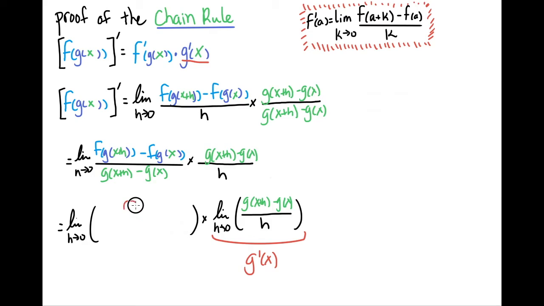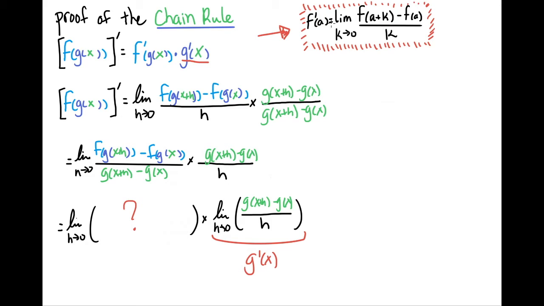So the question is, what about this stuff over here? How are we going to show that the limit as h goes to 0 of all this stuff is equal to f prime of g of x? And what I want you to do is put your attention up here to this little note that's been up here the entire time.